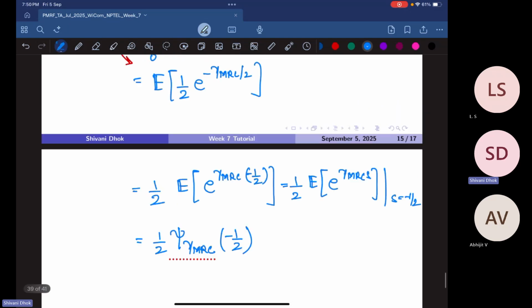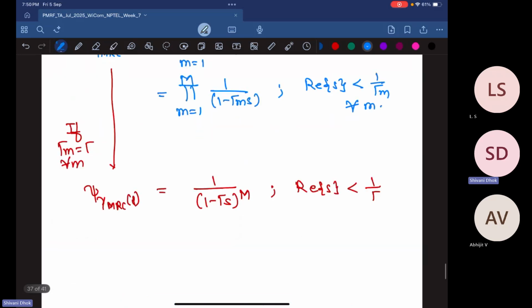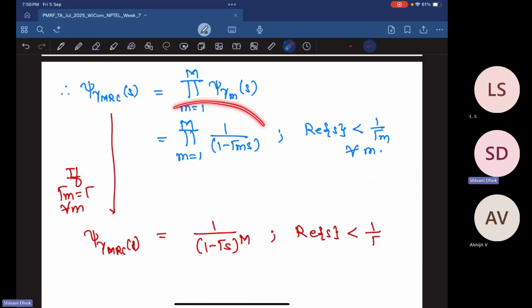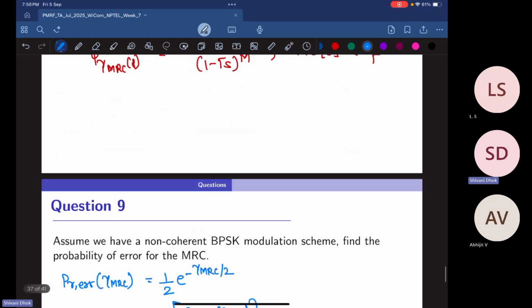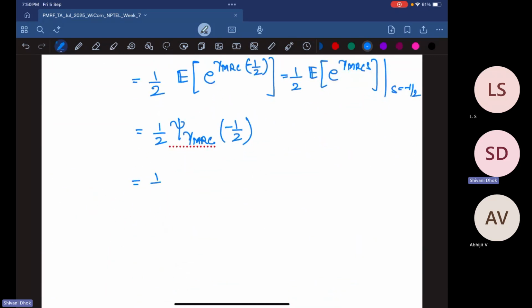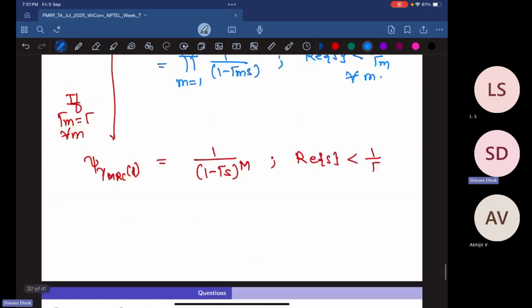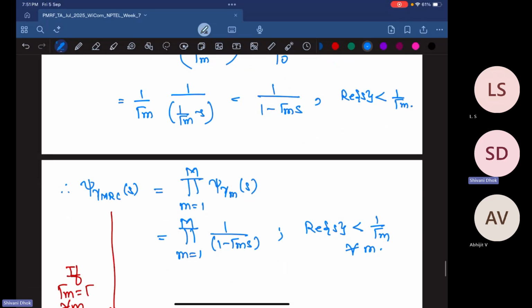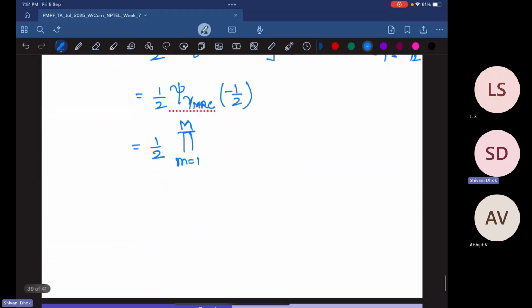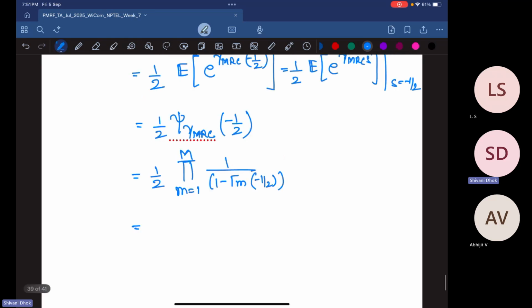Okay, so now what was the gamma MRC we have derived? We had found it to be equal to this thing. So now let us substitute it here. So this is half of product of m equal to 1 to capital M, and this psi came out to be equal to 1 over 1 minus gamma m into s. So this is 1 over 1 minus gamma m into s, with s now minus half, and this s very well lies in the region of convergence because this is a negative value and your average SNR is going to be a positive quantity. So therefore this lies in the region of convergence.